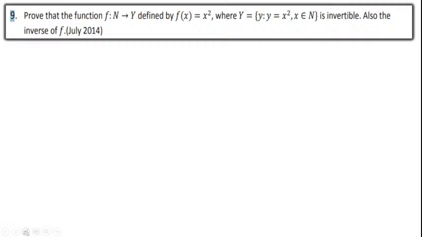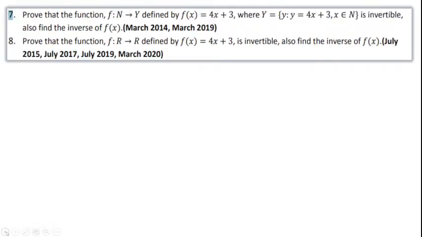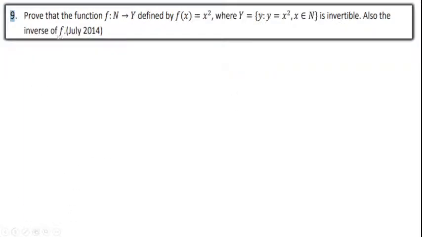So in the previous video we discussed one question on invertible functions. In this video we will work out all the questions asked in your previous year question papers for 5 marks, where the given function is invertible and you have to find its inverse. So directly we will go towards the problem. In the previous video we proved that the given function f of x equals 4x plus 3 is invertible and found its inverse. In the next question we will go here.